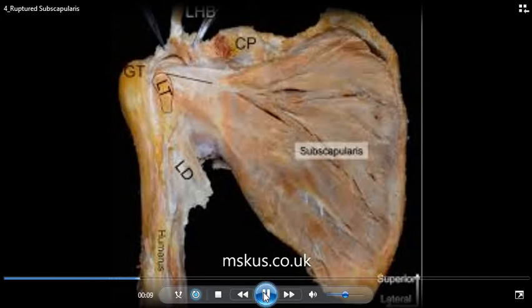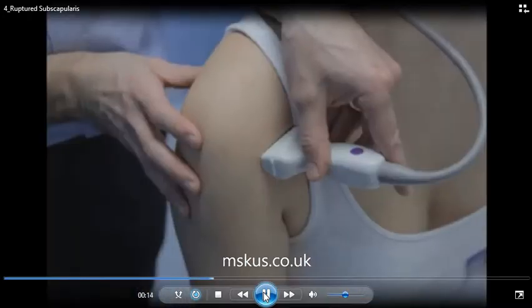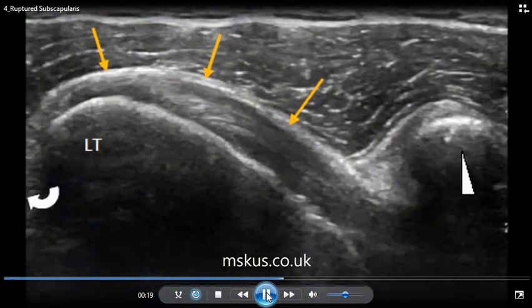So first of all, if we just look at the position of the probe to view the subscapularis in a longitudinal view, the probe is placed so that the medial edge of the probe is over the coracoid process, extending laterally. It may be worth externally or internally rotating the arm to visualize the tendon more fully. In this position, the image you get should be something like this.